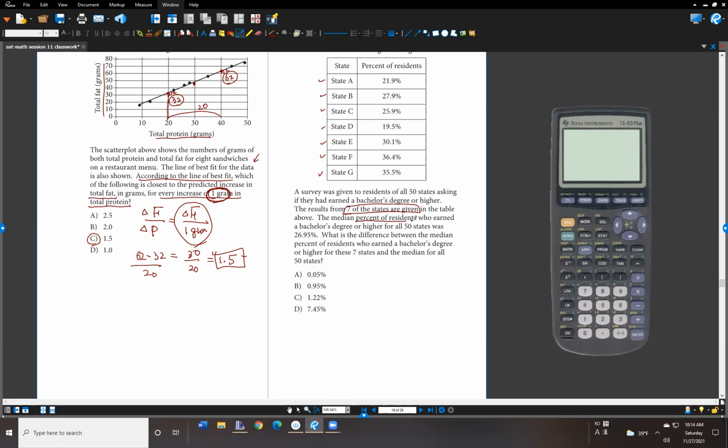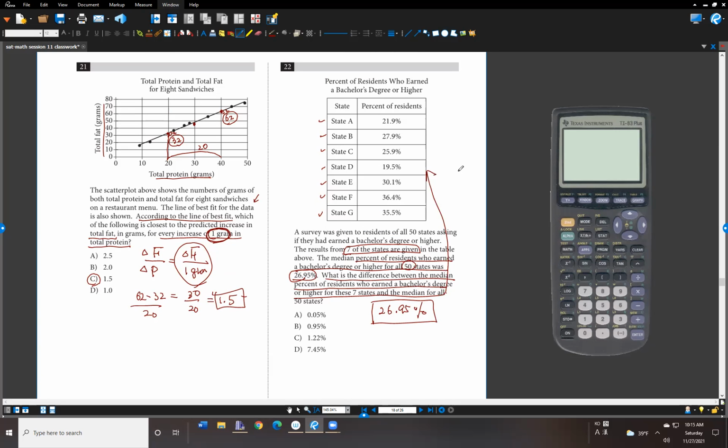The median percent of residents who own a bachelor's degree or higher for 50 states, what is this? This is the population, right? For 50 states, the median is 26.95%. That is accurate data. But the question over here: what is the difference between the median percent with a bachelor's degree or higher, and the sample median of the 7? We're going to find the median of these samples. This is the population; we need the sample median, and we're going to find the difference.